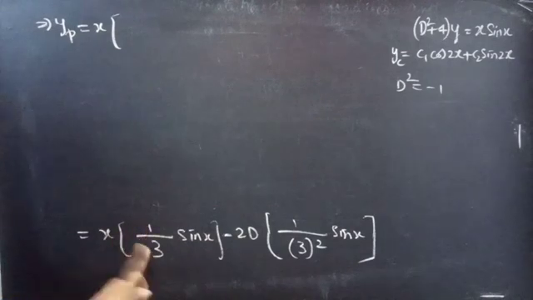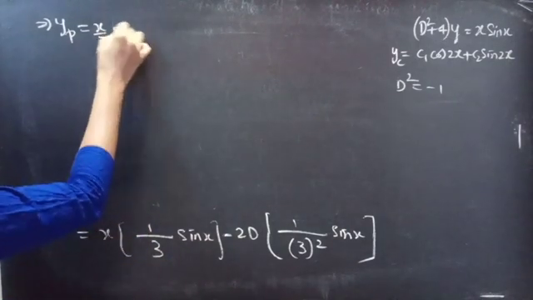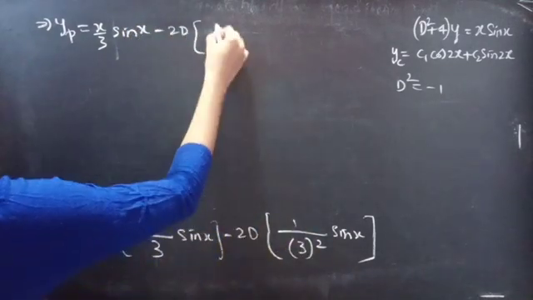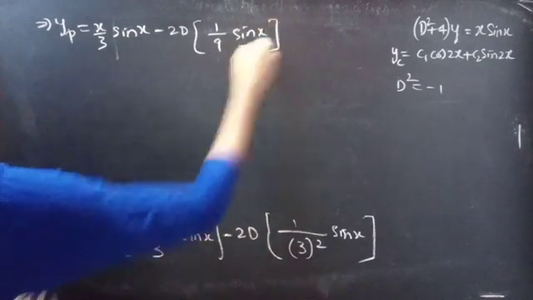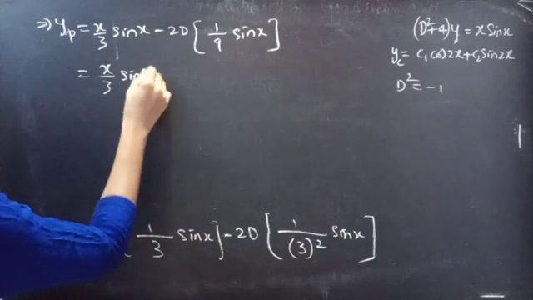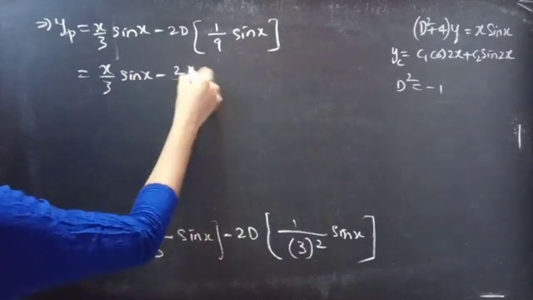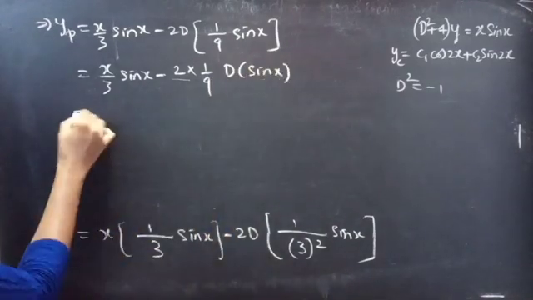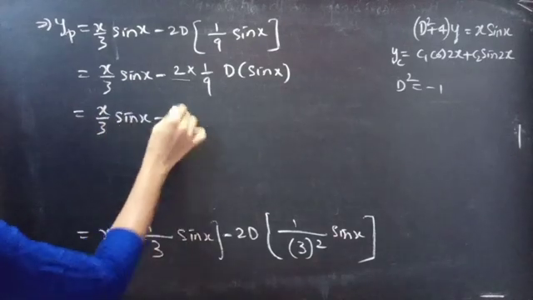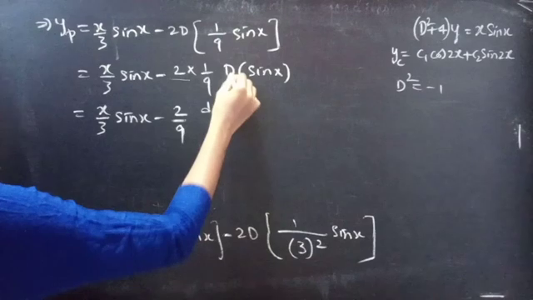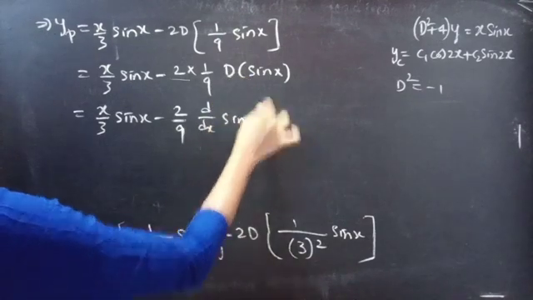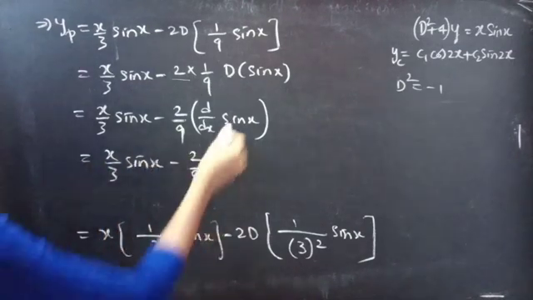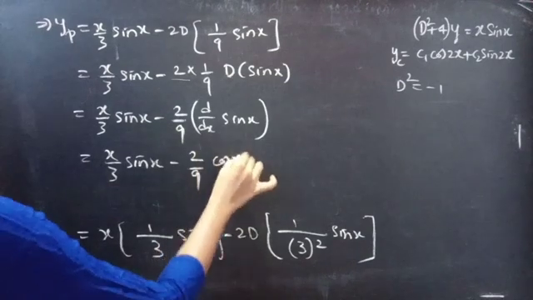We can write x into 1 by 3 as x by 3 sine x minus 2d into 1 by 3 square is 9 sine x, right? This equals x by 3 sine x minus 2 into 1 by 9 into derivative of sine x, right? D is a differential operator, so we can write it as d by dx of sine x. This equals x by 3 sine x minus 2 by 9 into derivative of sine x with respect to x, which is cos x.